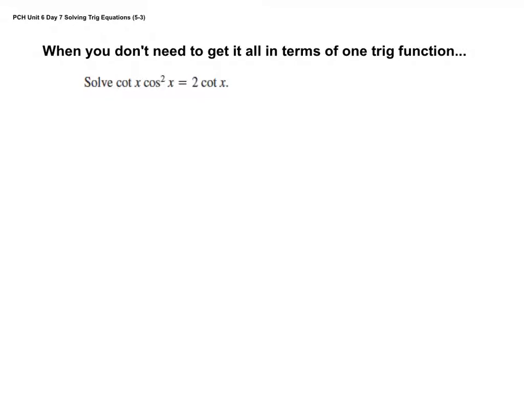Always change cotangents to cosine over sine. You could. What else? Can we just divide by cotangent on both sides? Oh, that's smart. Okay, so we could do something like this. It's a good idea. Now, is that okay? Well, these are equations, we know they're equal, so you're allowed to do algebra. Okay?